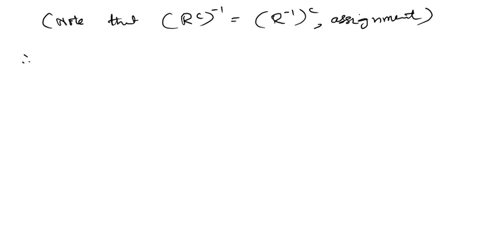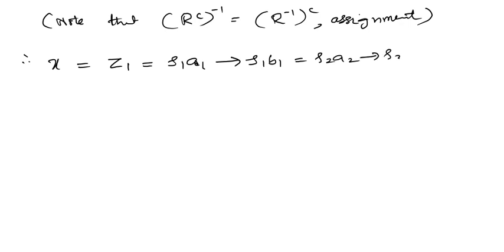Therefore we have this x, which is equal to z_1. z_1 is equal to s_1 a_1, with a transition to s_1 b_1, which is equal to s_2 a_2, with a transition to s_2 b_2, and so on. Then we have z_n, which is equal to s_n a_n, with a transition to s_n b_n, which is equal to y. So, as required.